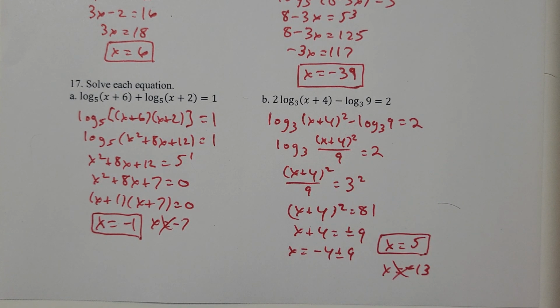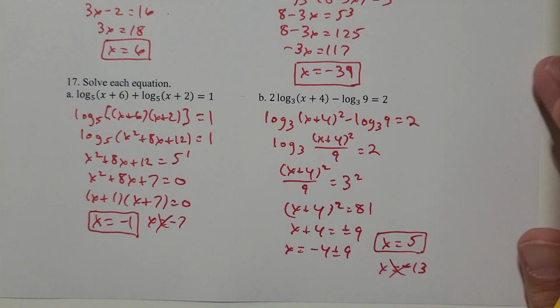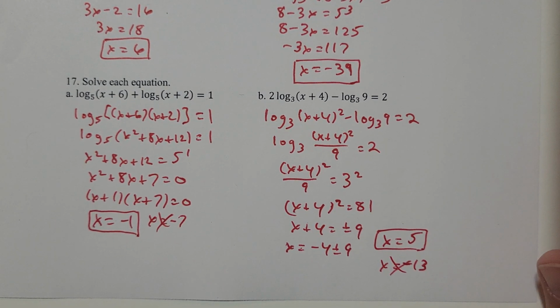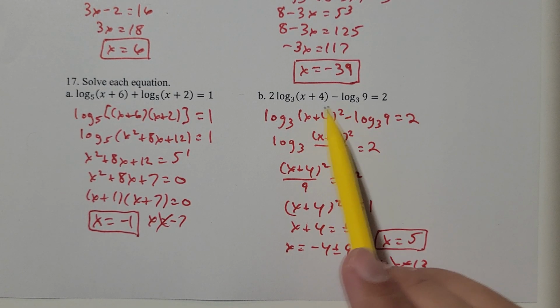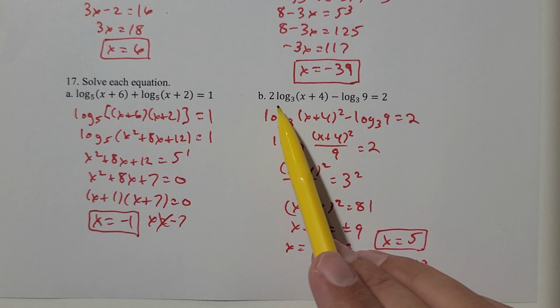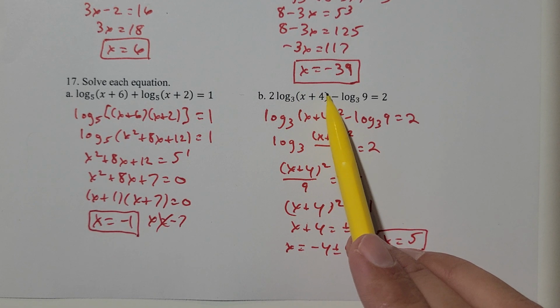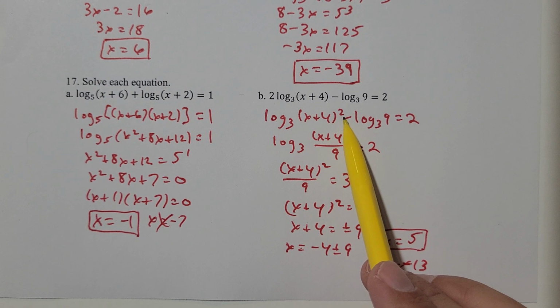Let's try part B of this. So we've got 2 times log base 3 of x plus 4 minus log base 3 of 9 equals 2. Let's solve for x. Well, now before I use log law 2, because I'm subtracting these two logarithms, I need to make sure that I don't have a number in front of the logarithm. 2 is in front of this first logarithm, so let's use log law 3, and we'll pull that back inside of the logarithm so that it's a power of the inner part.